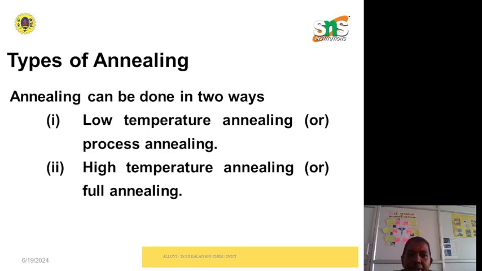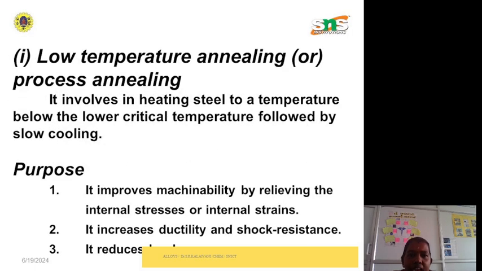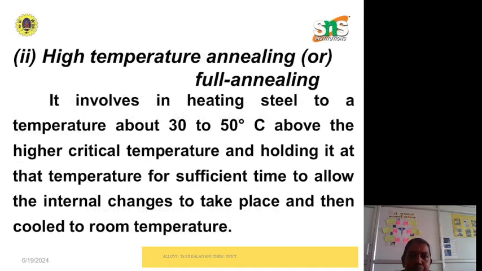One is low temperature annealing or process annealing. The second one is high temperature annealing or full annealing. Low temperature annealing, or process annealing, involves heating steel to a temperature below the lower critical temperature followed by slow cooling. Its main purpose is that it improves machinability, increases ductility, and reduces corrosion.